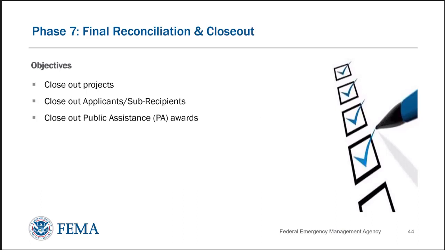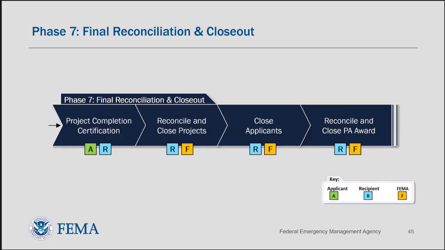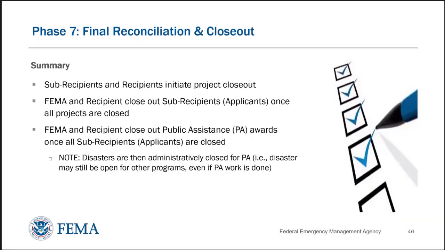You're making sure everything from the previous phases makes sense. There are no conflicts, extensions and appeals and amendments have been resolved, and you basically are pretty much done with it. Certifying, reconciling, closing those projects, telling the applicants, hey, it looks as though through that recovery transition meeting, all your projects have been certified and reconciled. And it looks as though we're able to close and grant that award. Subrecipients and recipients initiate project closeout, FEMA recipient closeout, subrecipients, FEMA recipient closeout, public assistance.